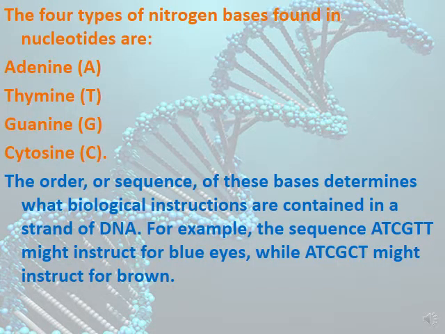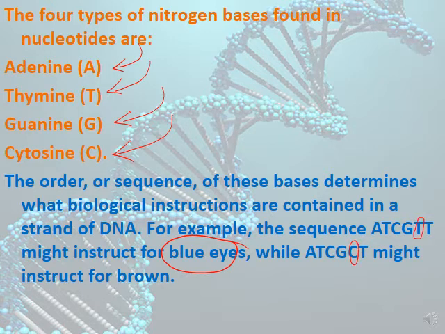So the four types of nitrogen bases are adenine of symbol A, thymine T, guanine G, and cytosine C. The order or the sequence of these bases determines what biological instructions are contained in the strand of DNA. For example, the sequence ATC GTT may code for blue eyes, whereas the sequence ATC GCD, with a difference at one of these nucleotides, might instruct for brown color.